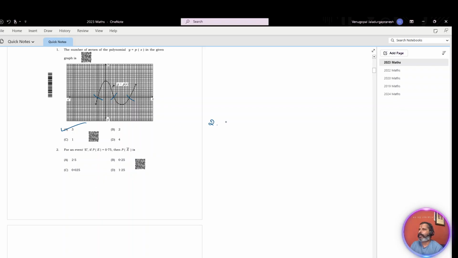This is a formula actually. There is a formula P of E plus P of E bar equal to 1, from the probability chapter, meaning the probability of an event plus the probability of the negation of the event is 1. So just substitute accordingly. P of E plus P of E bar.